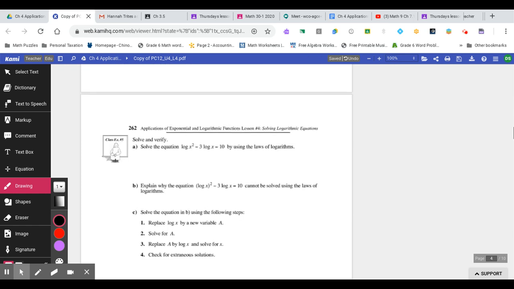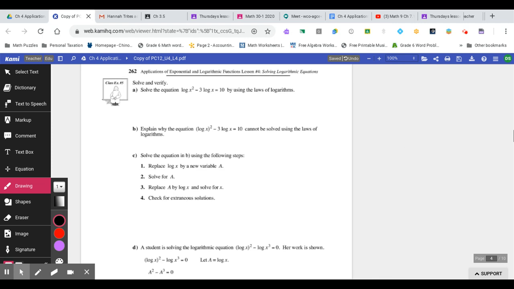Turn the page. We are almost done. Okay, solve and verify. Solve the equation, using the laws of logs. Okay, so we want to try to get them to be just plain old logs, because then I can combine them together. So this little 3 here, going to kick up here. And then 2 logs being subtracted become 1 log with the arguments divided.